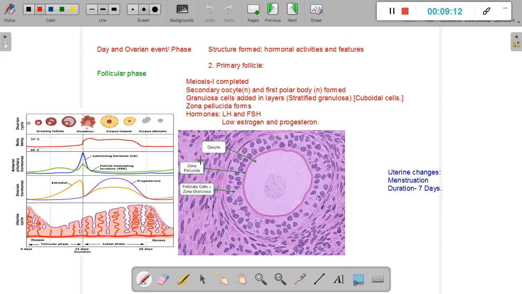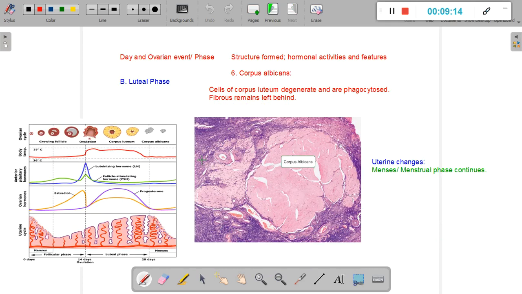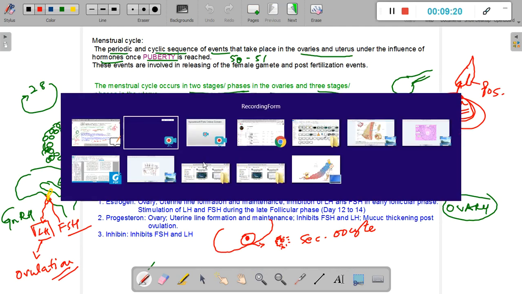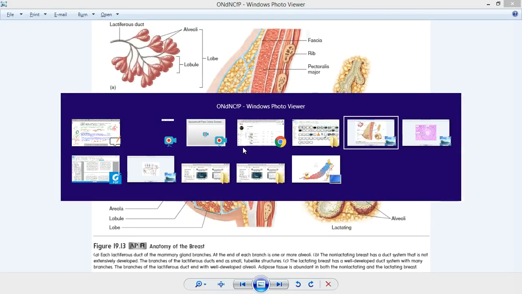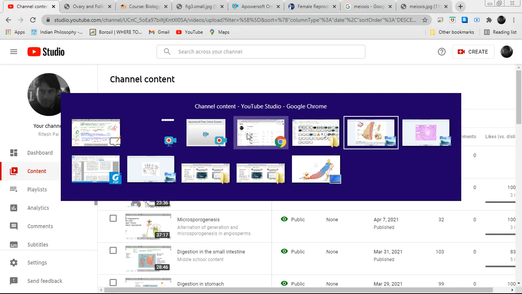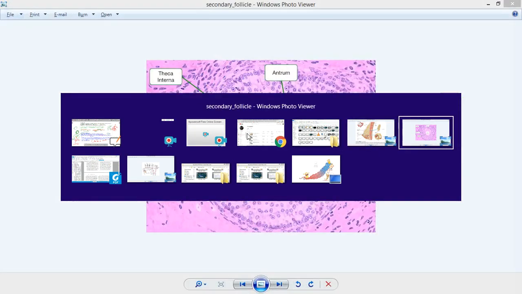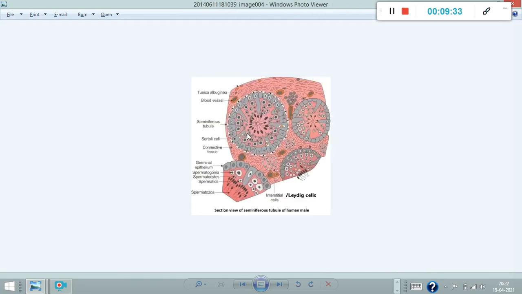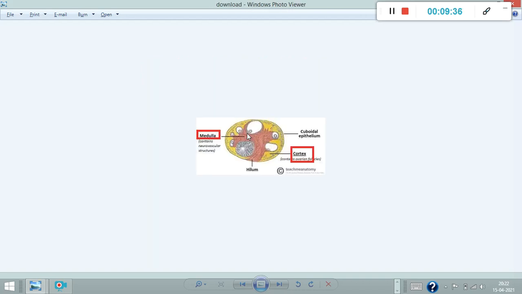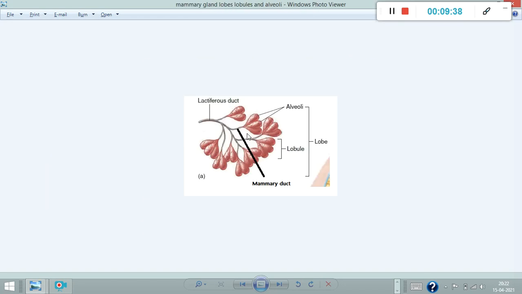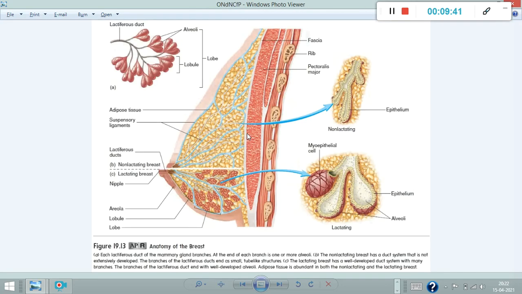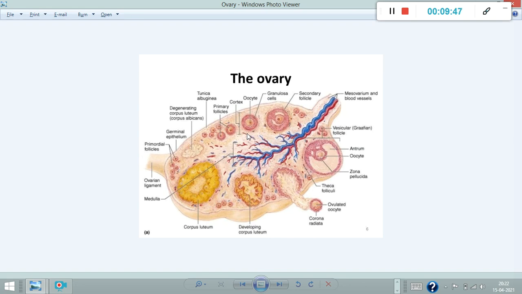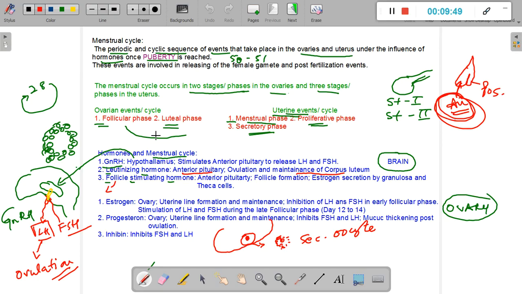So let me just scroll down and see if I have the structure of this. I don't have ovaries here, so let me move to one of the slides. Unfortunately I don't have any image at the moment, but let's see if I have any of the ovary somewhere here. You'll have to bear with me while I search for the structure. So here we have a section of the ovary. Even better is this. So where were we?